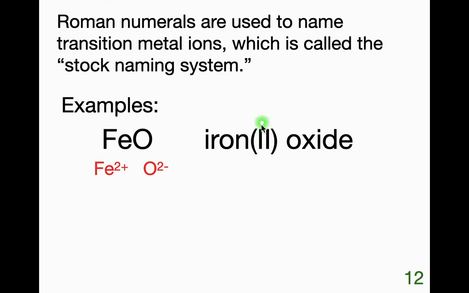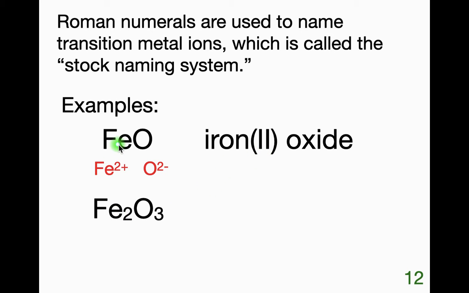So to name it, we use Roman numerals. So this would be iron(II) oxide. Now, when you write this, the Roman numerals are in parentheses, and there's no space between the name and the parentheses. And we use Roman numerals.